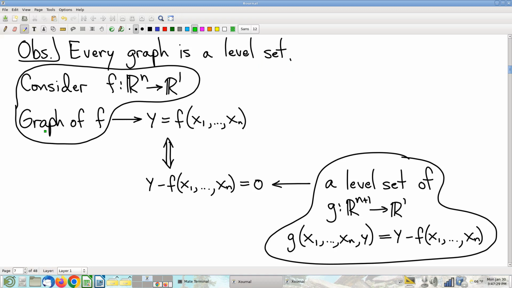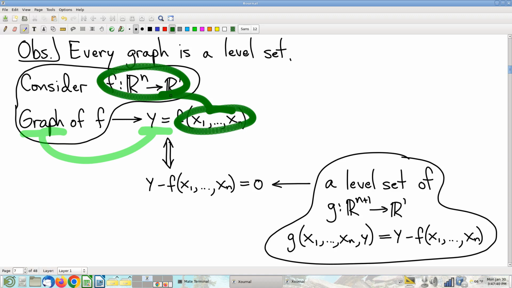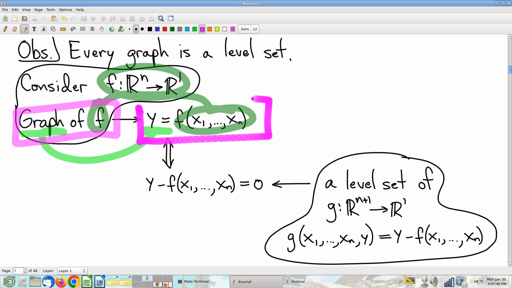Suppose you're taking a graph, and you can see right here that we're looking at a graph because we've got y equals, right? And that is a graph of this function, which you'll notice has n input variables. So you can see the graph of f is described by that equation right there. Okay? Everybody good?